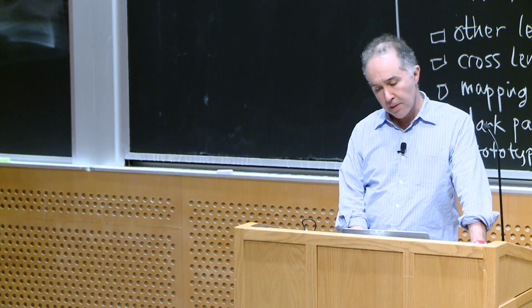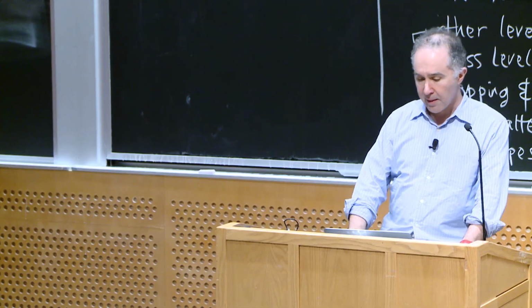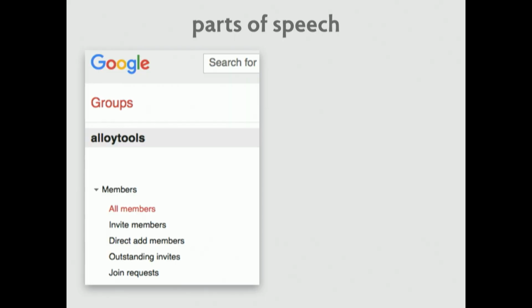I think, this is my own personal belief, that parts of speech are very important. So here's another Google example. This is from the Google Forums interface. And I at least find it very disconcerting that there isn't a uniform part of speech in this menu. You see, they all seem to be, they all start with verbs. Join requests, outstanding, actually they don't.